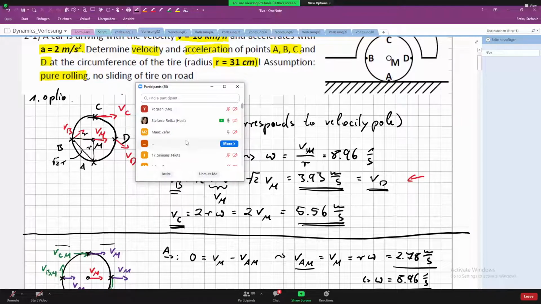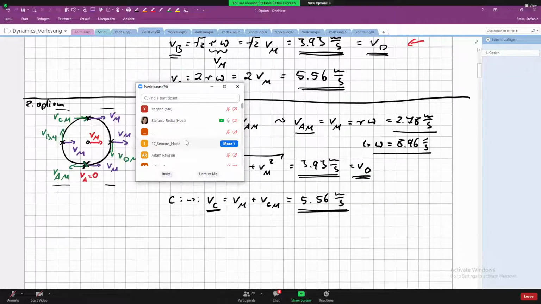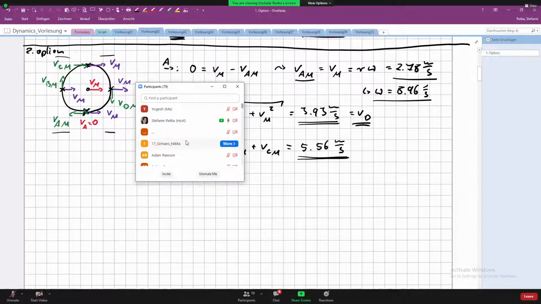First option, second option. But with both options, of course, I will obtain the same results. But with the second option, our standard approach, we are able to compute the accelerations. And for that, I will draw another diagram, same as in chapter 1, one diagram for velocities and one for accelerations.